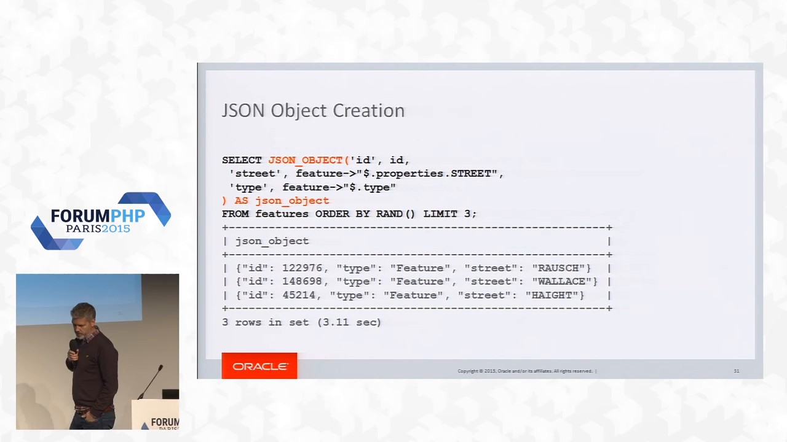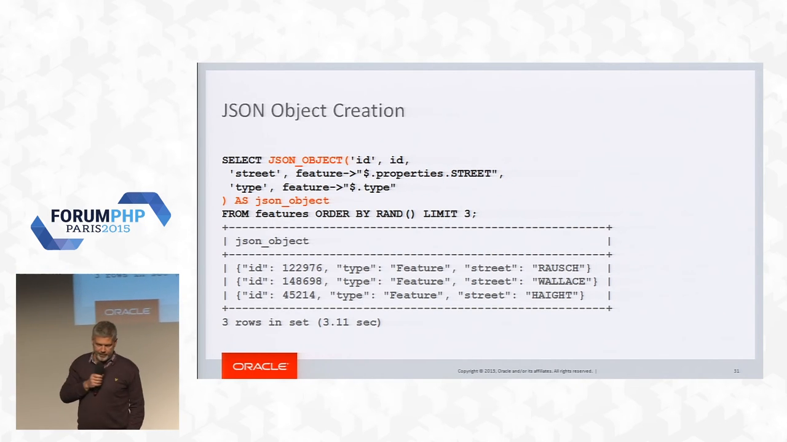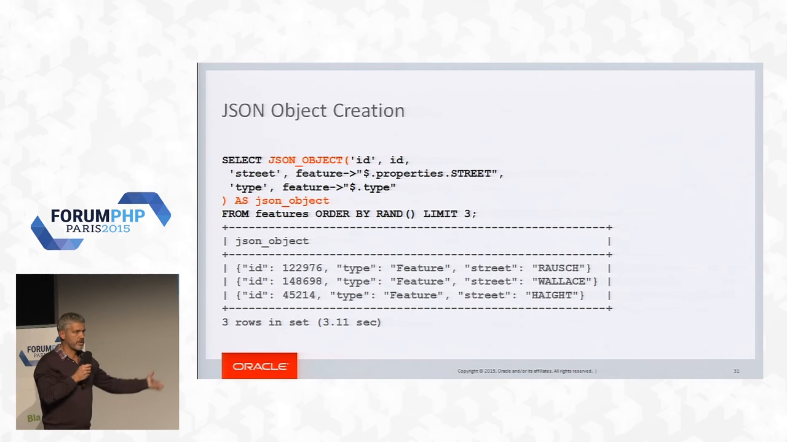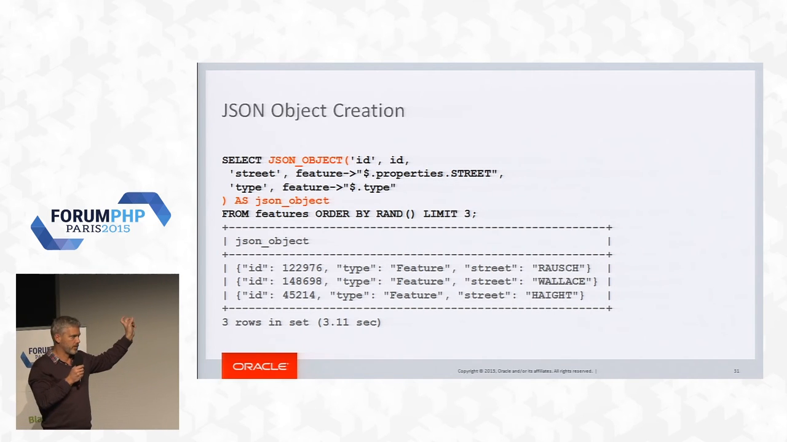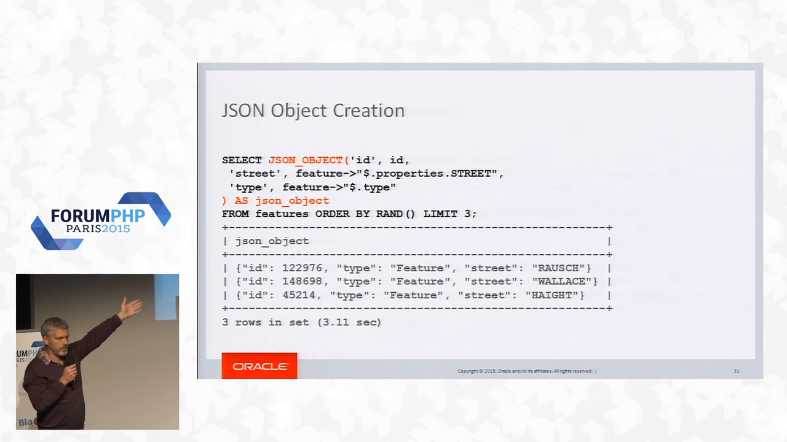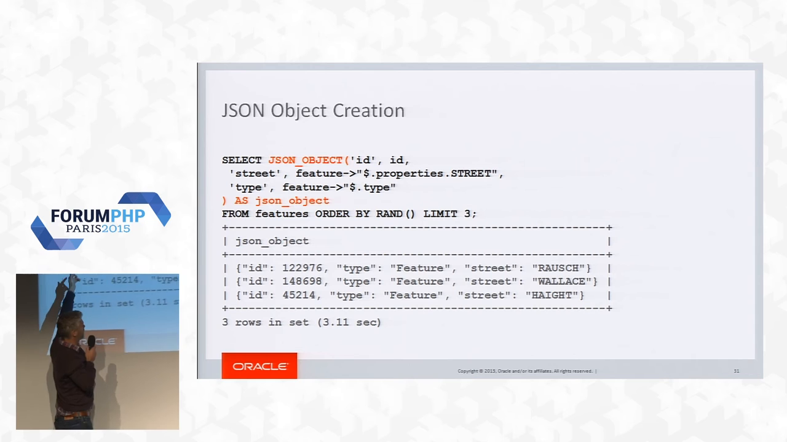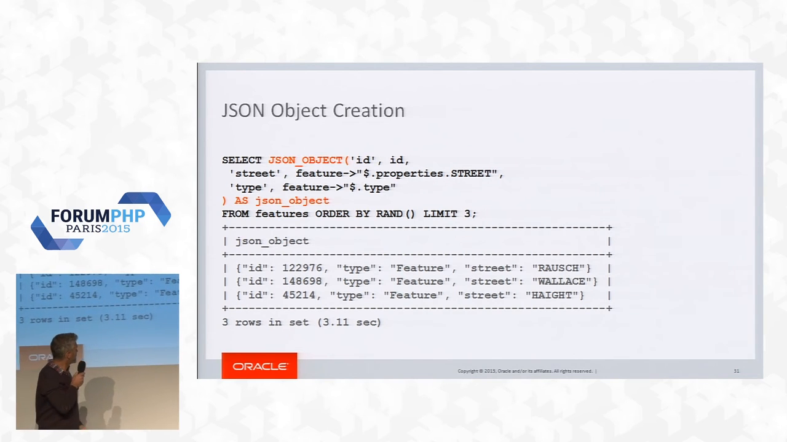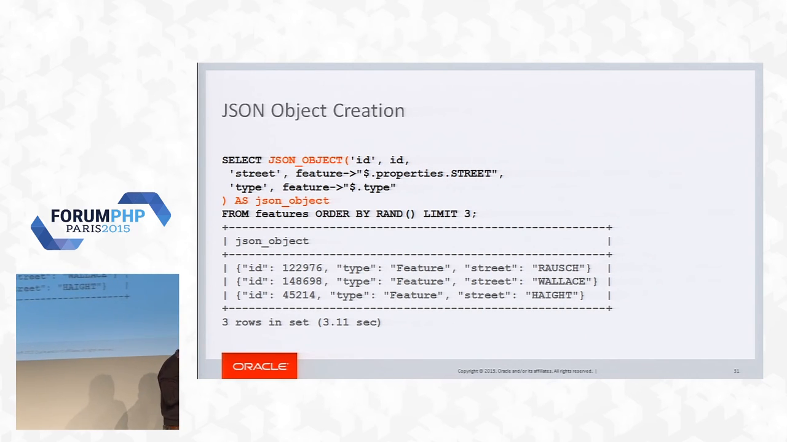Another important function is how you create JSON objects. This one is a little bit different. With JSON array, you can have however many arguments you want. This one always has to have an even number of arguments, because these are always key value pairs: ID and what you actually want to put there, street and what you pull out, and type. Then you actually get valid JSON objects out in this example. So here you have your pairs from your JSON object.